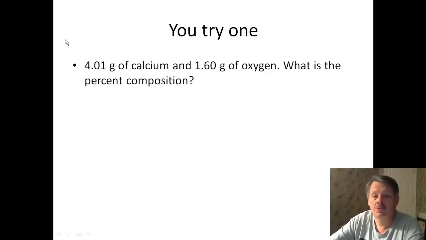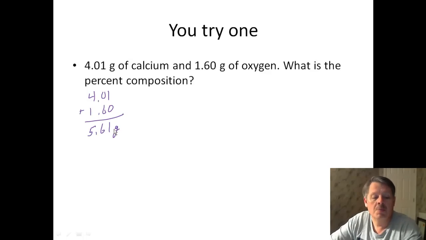All right, so the first thing you have to do, and hopefully you were able to do this, was you said, well, I have 4.01 grams of calcium, and I have to add it to 1.60 grams of oxygen, and that gives me 5.61 grams total of my compound. All right? Now, if you didn't get that far, there's your total. Go ahead and see if you can follow along with what we did last time. Pause the video, try it, and then come back.